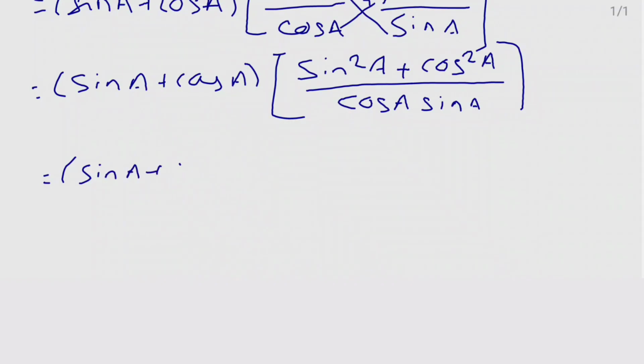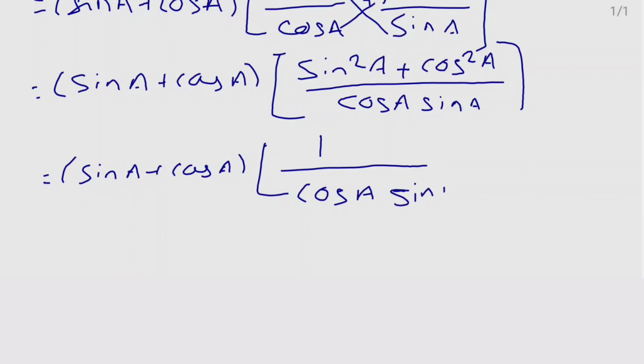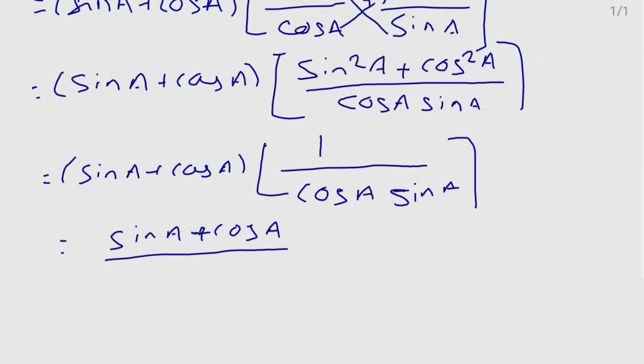And now here sin A plus cos A as it is, and here in a bracket sin square A plus cos square A is 1, it is a standard identity, and this divided by cos A into sin A, right? So now here remaining sin A plus cos A, and this divided by cos A into sin A.